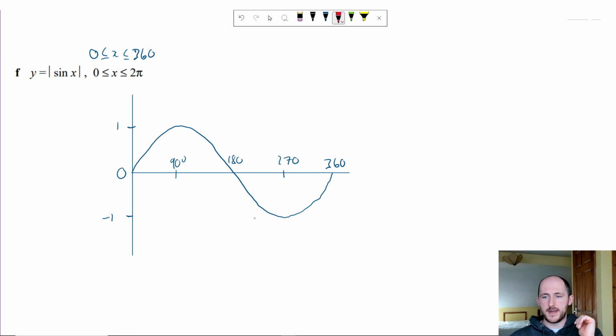Well, again, all of the negative values for y are reflected upwards. So instead of it going through the x-axis, again, it bounces off the x-axis. So this 270 minus 1 is now going to be up here. It's going to be 270 and plus 1. So it's going to look something like this. And again, it does follow this original curve. And that will be y is equal to the modulus of sine x. So again, my method is you draw the original graph, and then anything below the x-axis you put above the x-axis, and that's basically the only difference.